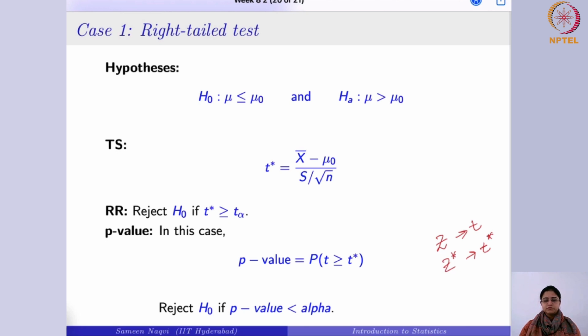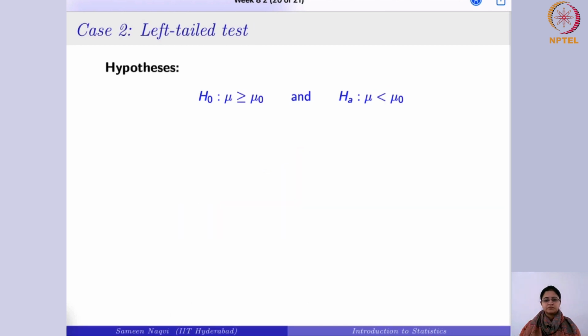Okay, so you would reject because the probability that t is greater than or equal to t star. Note this, this and this. Okay, so again, the left tail would be mu less than mu naught, because we are dealing with the left tail of the distribution. T star, again under the null hypothesis, the test statistic would remain the same in all the three cases.